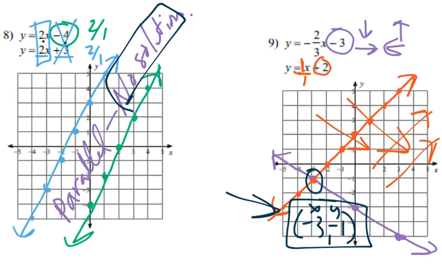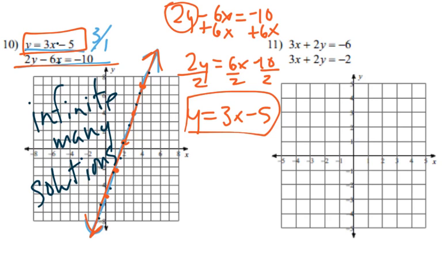So you're either going to have no solution, same slope, different y-intercept, a point when everything's different, or the same when the two equations end up being the same thing. And we call it infinite solutions.